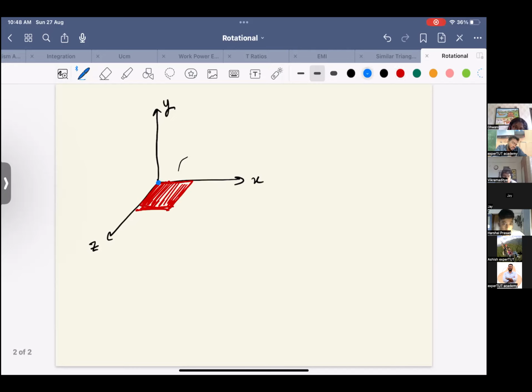Let's say this notebook is fixed about a nail which is on the y-axis. There is a nail which is fixed, and this notebook is rotating in the xy plane.